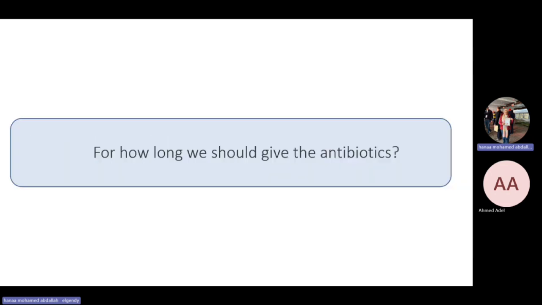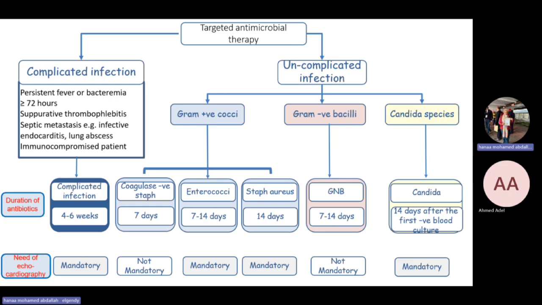For how long we give the antibiotic is a very important issue to be kept in mind during management of patients with bloodstream infection. We have a targeted antimicrobial therapy. If there is complicated infection, persistent fever or bacteremia more than 72 hours, suppurative thrombophlebitis, septic metastatic infection, or immunocompromised patients, we have to continue the treatment for 4 to 6 weeks.